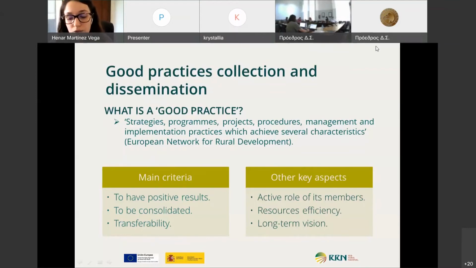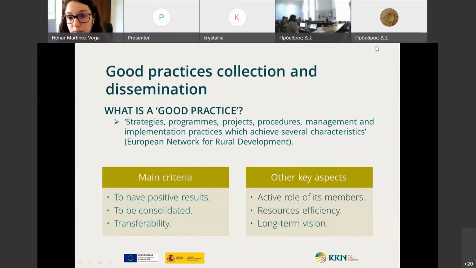We also take into account that the project needs to be consolidated. That means 4 or 5 years of existence or having been awarded prizes and so on. And we also take really into account the transferability. That means that this good practice can be copied easily in another region or in another geographic area.